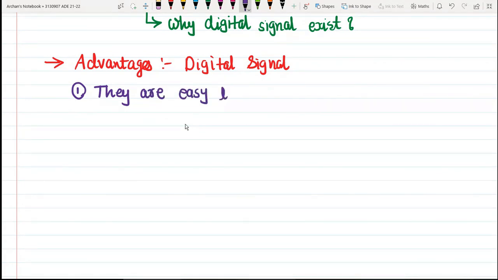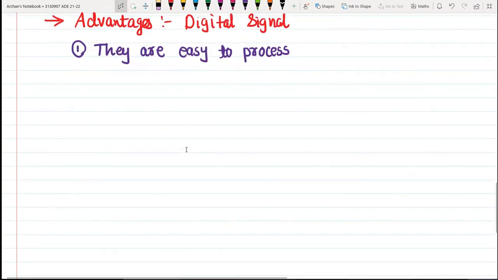So how are they easy to process? Let us try to understand. Whenever you talk about digital electronics, we will have different logic gates, like AND gate, NAND gate, NOT gate, etc. Now let us say I have one typical logic gate. This is my AND gate, which has two inputs and one output.